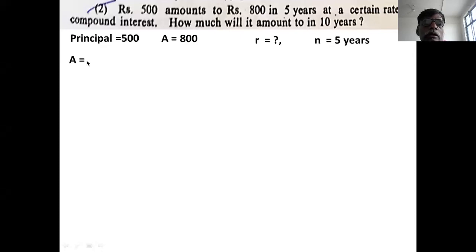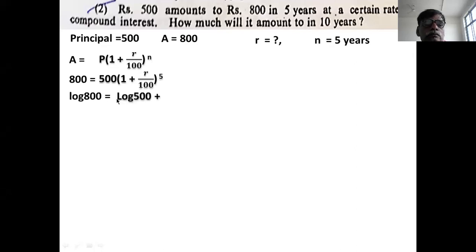If you calculate R, A is equal to P into the bracket 1 plus R by 100 raised to N. You write this equation. So 800 is equal to 500 times 1 plus R by 100 raised to 5. Log 800 is equal to log 500 plus 5 log of 1 plus R by 100. It is not possible to solve this bracket, so directly apply the logarithm.